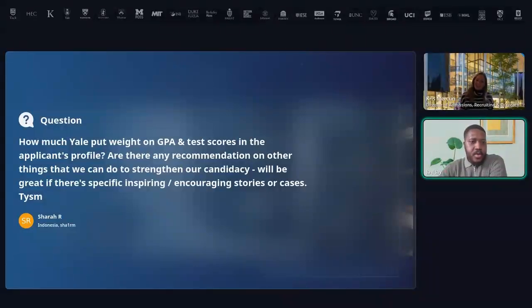Great, thank you. So Shara is asking, how much weightage is placed on GPA and test scores in the applicant's profile? And are there any recommendations on other things that applicants can do to strengthen their candidacy? And it will be great if there are specific inspiring or encouraging stories or cases that you remember.